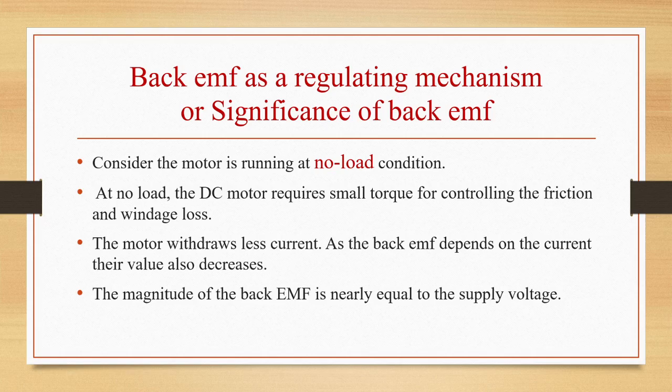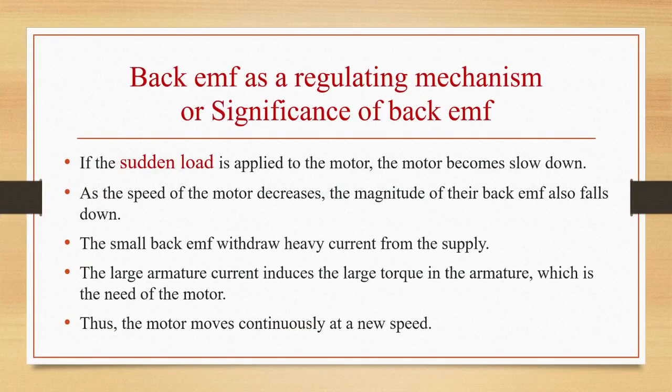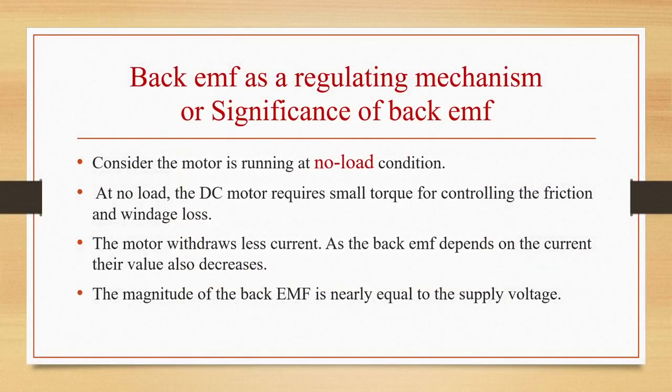Consider a motor which is running at no load condition. At no load, the DC motor requires only a small torque to overcome the friction and windage losses, and the motor will draw less current. As the back EMF depends on the speed, its value will be high. The magnitude of back EMF is nearly equal to the supply voltage. So whenever the motor is running on no load, only a small torque is required to overcome the friction and windage losses. Therefore, the armature current Ia is very small and the back EMF is nearly equal to the applied voltage.